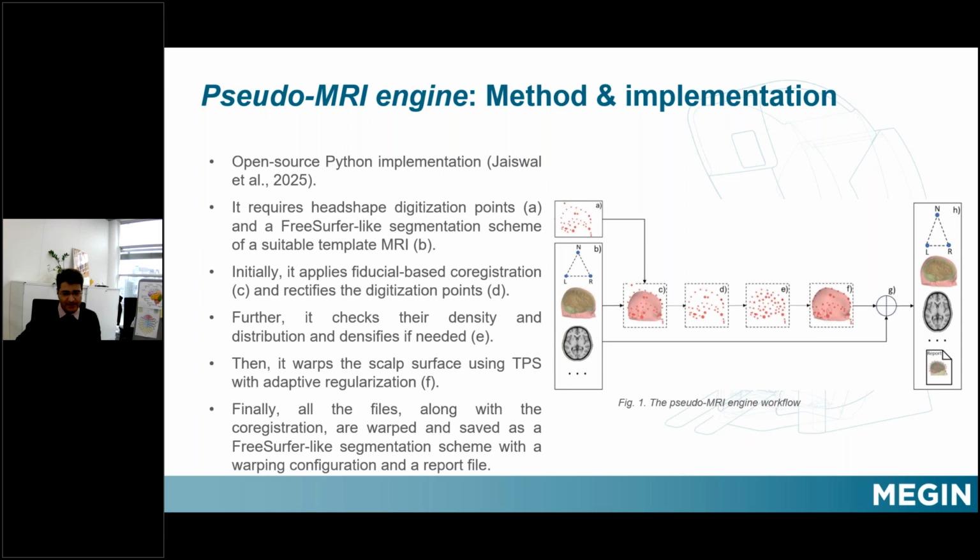If the number of points is too low, let's say less than 40, and if you opt for densify, then it does sagittal mirroring. So it densifies these points, and then it provides a fairly good result. It's good to have a denser number of points, but even if you don't, it can work fairly well even with this smaller number of digitization points.